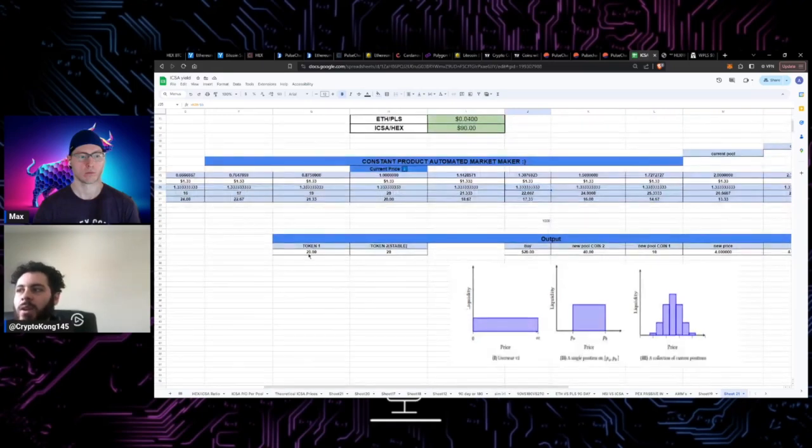So let's say you had 20 of coin one and then 20 of stable coins. And coin one could be anything. It could be HEX, it could be PulseChain, it could be Bitcoin, or maybe not so much Bitcoin because it's not so much in AMMs.